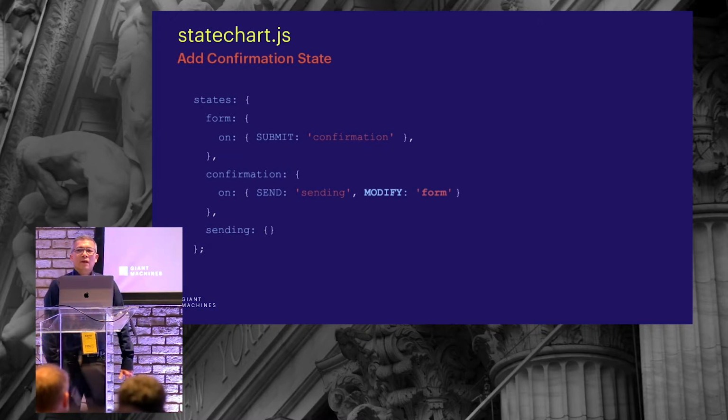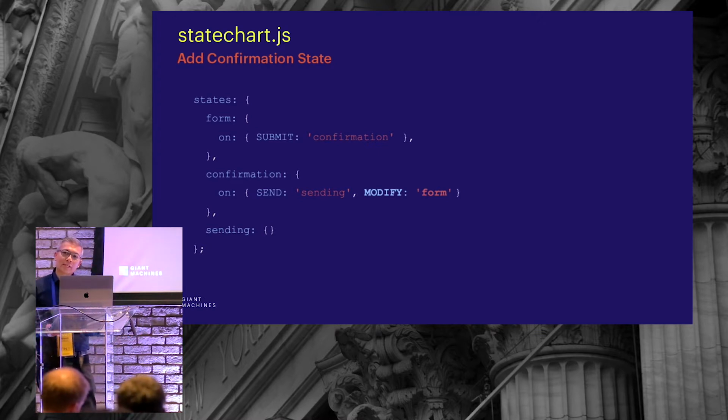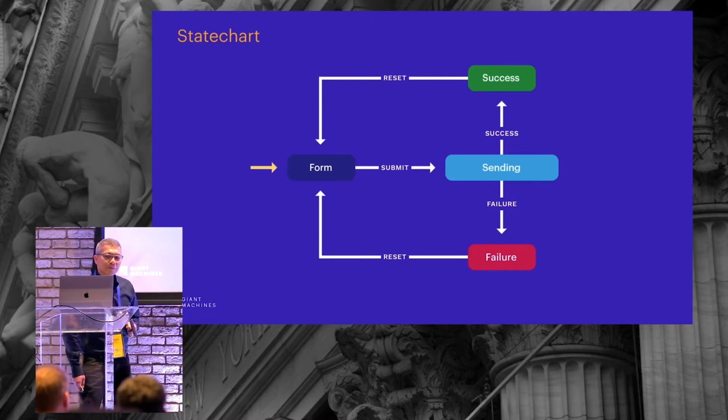So finally, in the confirmation state, we can allow the users to go back to the form and modify it. Now, depending on the complexity of the form, here's where we might use some of the additional state chart features like nested states or parallel states or even state history to return the user to the form exactly as they last left it. Do you recall that diagram we saw earlier?